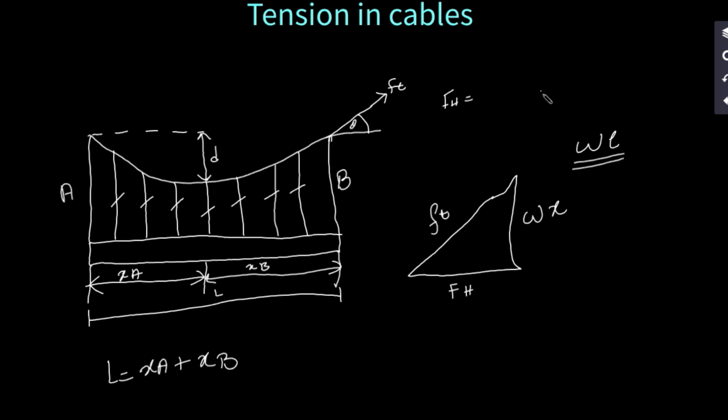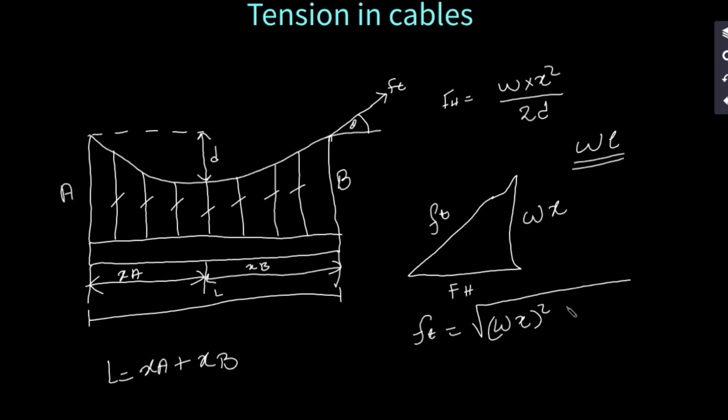FH is given by W times x squared all divided by 2D. And then Ft will be given by the square root of Wx squared plus FH squared. You can see it's basically the same thing that we were doing on the simple catenary.